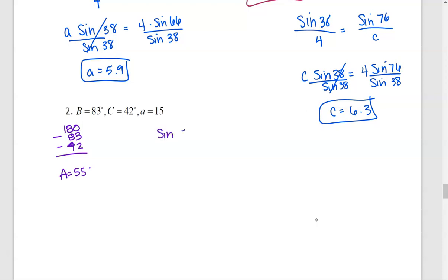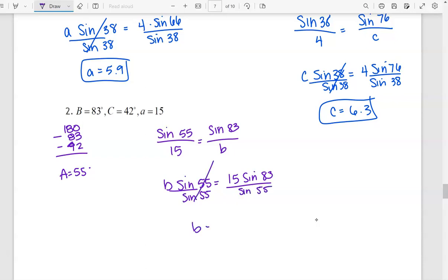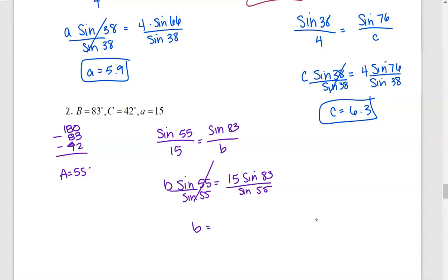So we have sine 55 over 15. And then let's just do B first. Sine of 83 over little b. And then cross multiplying, b times sine 55 equals 15 times sine 83, and then dividing. So in our calculator, typing 15 times sine 83 divided by sine 55, we wind up with 18.2.